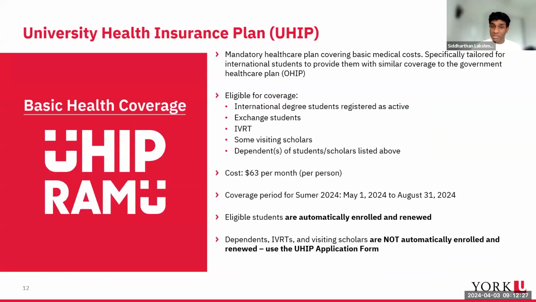Now, delving a bit deeper into what the University Health Insurance Plan covers, as I previously mentioned, it's a mandatory healthcare plan covering all basic medical healthcare costs. It has been specifically tailored by the Canadian government to cater to international students. What I mean by this is that the Canadian government provides the Ontario Health Insurance Plan for all its domestic students as well as permanent residents and Canadian citizens. The UHIP plan is intended to provide the same coverage as OHIP to international incoming students.